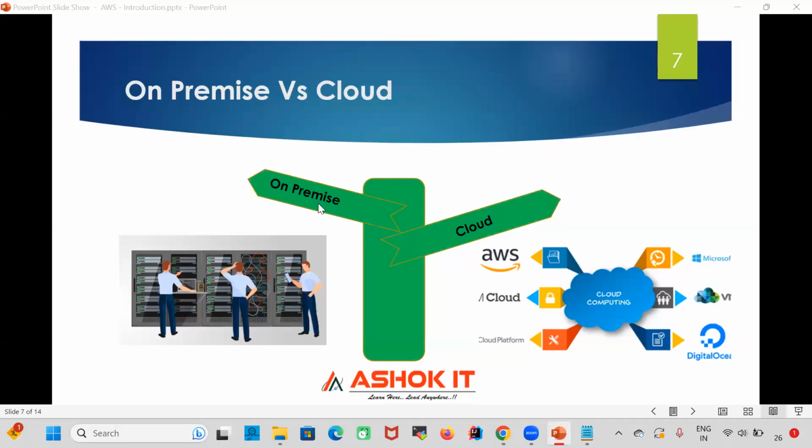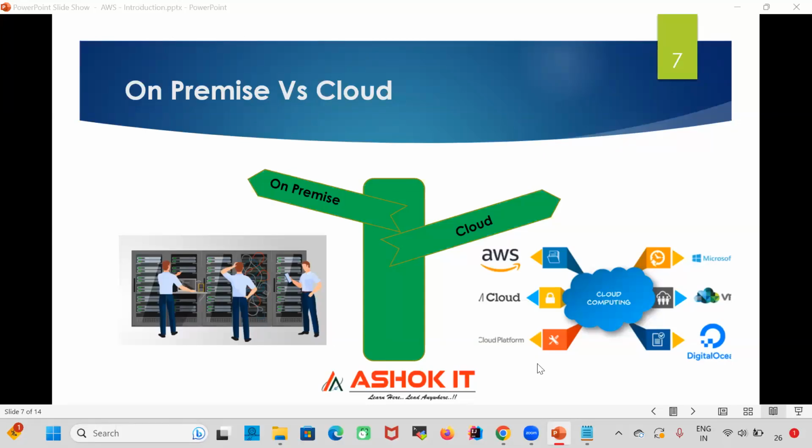If you don't want to take that risk, if you don't want to spend a lot of money, then happily go for cloud computing. That means some companies are available who will provide the infrastructure for rent. You take the infrastructure for rent, you use it, you pay the bill. You no need to bother about the network, the security, the scalability, the availability, or the disaster recovery.